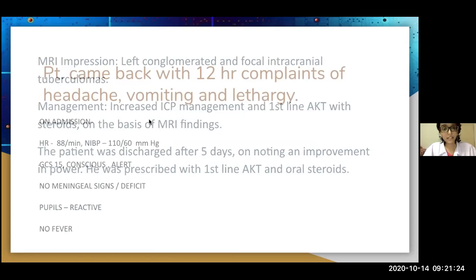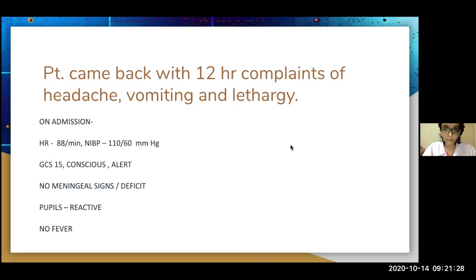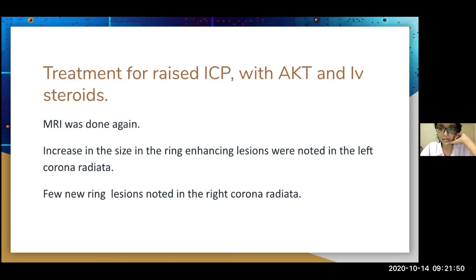However, the patient came back again with 12 hours of headache, vomiting, and lethargy. On admission, his blood pressure was 110/60 and his Glasgow Coma Scale was 15. He was conscious and alert, pupils were reactive, and please note that there was no fever associated. At this time, again, we treated the patient for increased intracranial pressure with AKT and steroids. Again, the patient was referred for MRI.